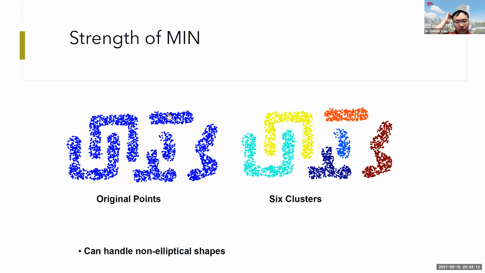So it can handle non-elliptical shapes. You have original points, and they don't have elliptical shapes. There are some kinds of lines. So you can group, like, 6 clusters based on hierarchical clustering.